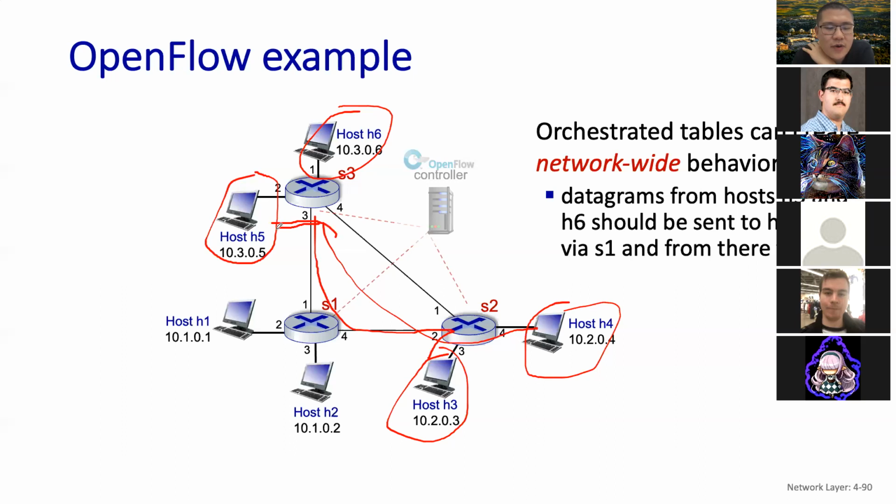Okay. So for example, from H5 to H3, I should go from the 3, 1, 4, actually from 3 to 1, 4 to 2, and to 3, right? Anyway, I mean, so for this path, right? So I hope I didn't plot very confused. Okay, and similarly from H6 to H4, right? You should go this way, right? So this is our assumption, right?